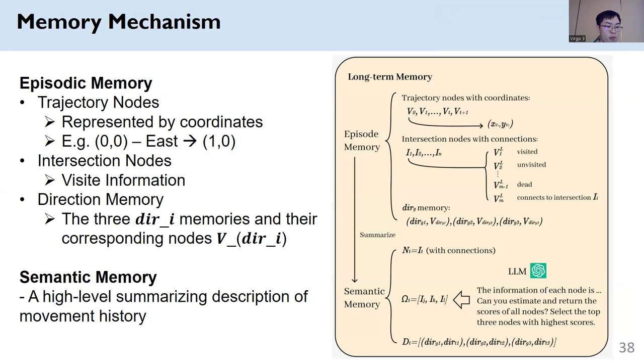And the second part is the memory mechanisms. So we separate the memory into episodic memory, which is the very concrete memory of everything it has done, every place it has been to. And also a semantic memory, which is a high level summary description of the movement history, a summary of where it has been to. So these two memories are retrieved when it's making each decision.